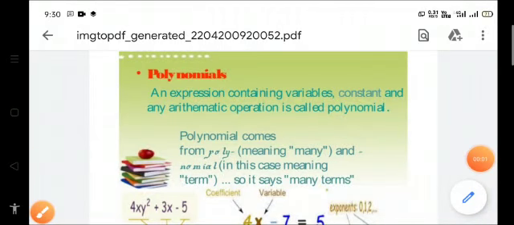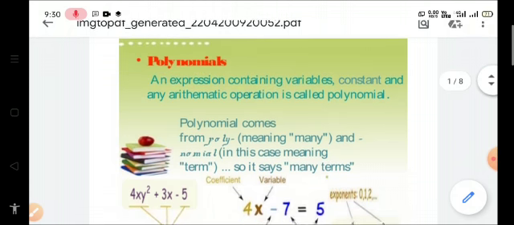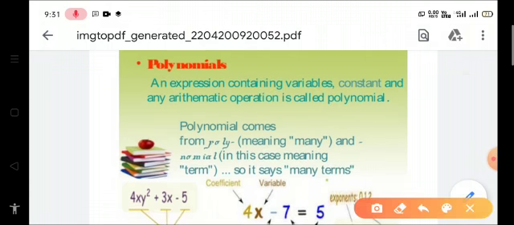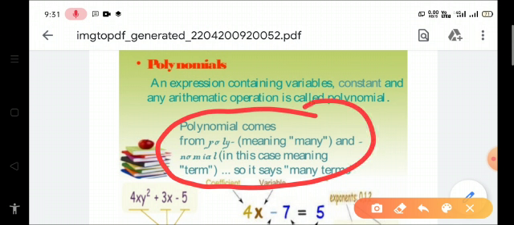Good morning, students. Today's topic is polynomials: what is the meaning of polynomials and what is the definition of polynomials. You are seeing that it is written here: polynomial comes from the terms poly and nomial. Poly means many and nomial means term. So a polynomial can be said to have many terms.